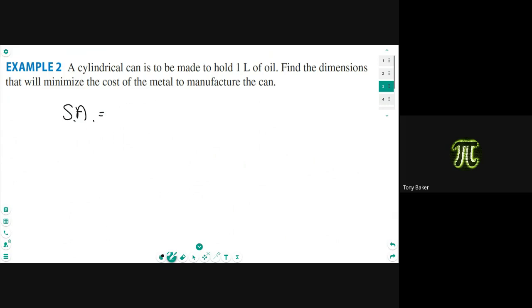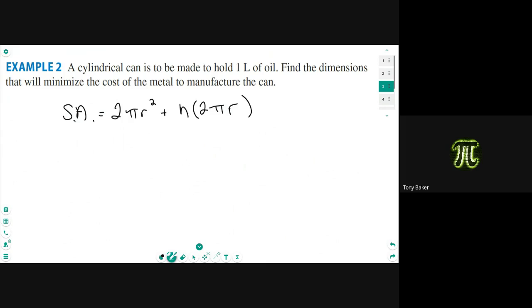Okay, so yep, it's a circle. So how many circles do we have in the can? 2. So it's 2 pi r squared, because that's the area of the bottom and the top. And now we need the around the outside, which is, sorry, the height times the circumference. So that's the surface area.